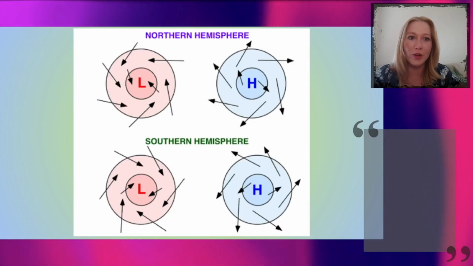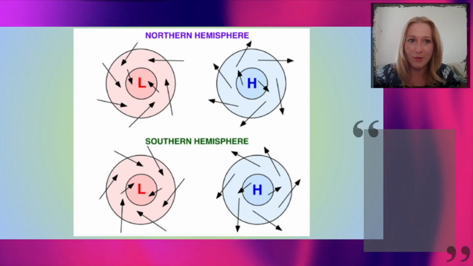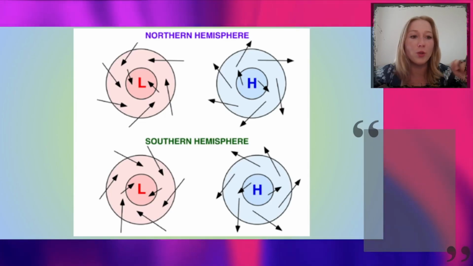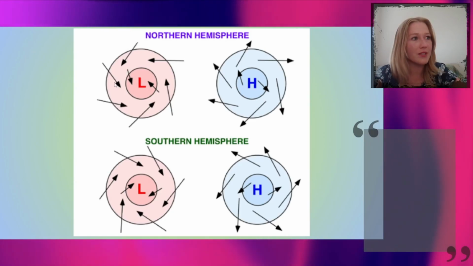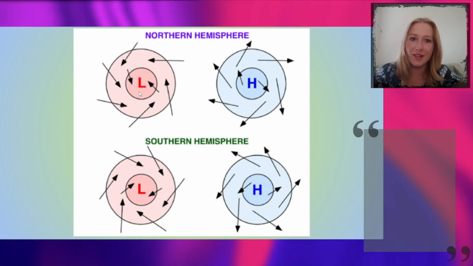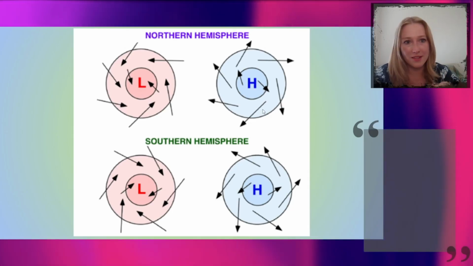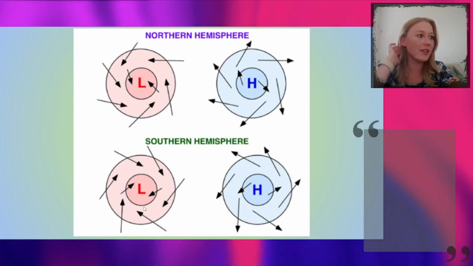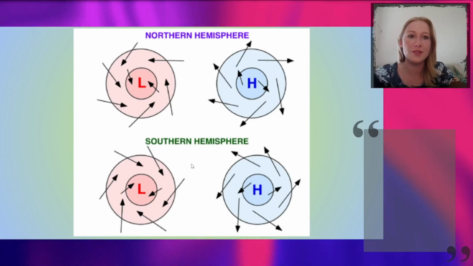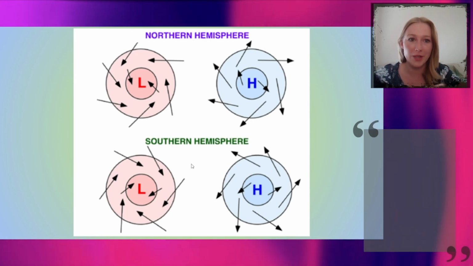So just to show you where it's going to go, and then I'm going to use the diagram to try and explain it. In the northern hemisphere, cyclonic is anti-clockwise. You can see it goes that way. And anti-cyclonic is clockwise. In the southern hemisphere, cyclonic is clockwise and anti-cyclonic is anti-clockwise. Let's do a little diagram and see if it makes more sense.